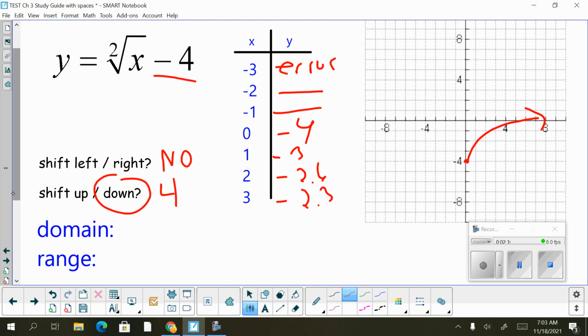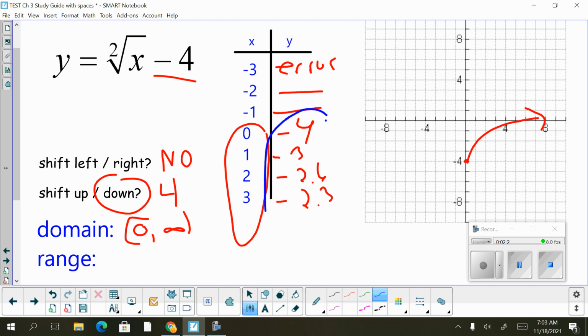So my domain is where I can go on the x-axis. That'd be 0 through infinity. And you can kind of look at your table too to see what x values work. 0 on up are the x values that work. And what y values come out of our function? -4 on up. And that's where it can travel on the y-axis. -4 on up, -4 through infinity. I used a bracket on both because bracket means including. And we can include 0 and include -4.